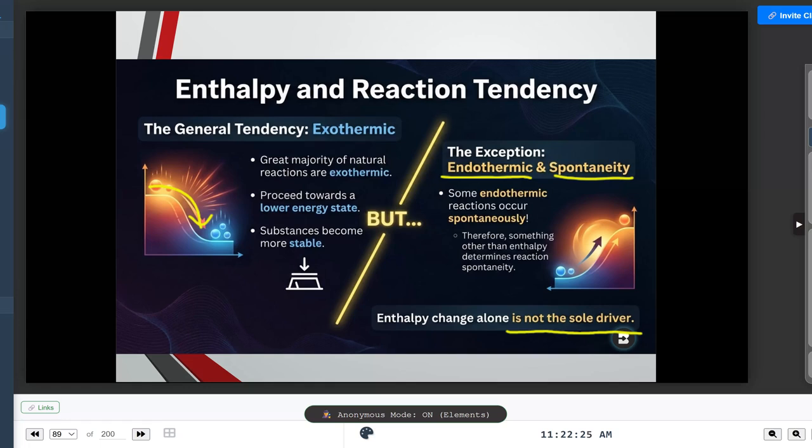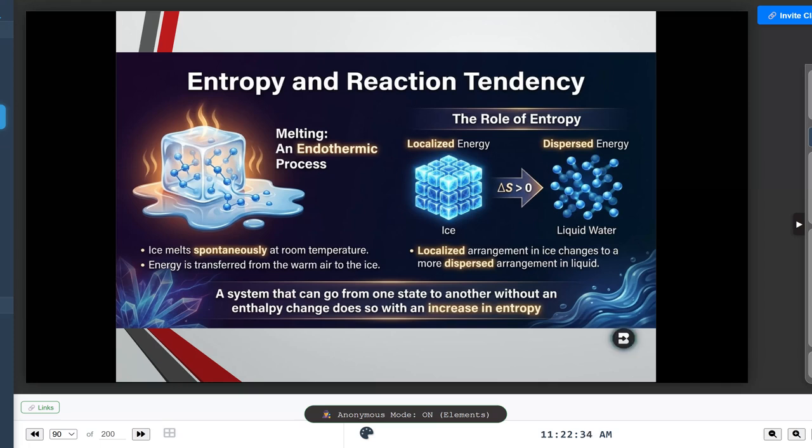higher energy to lower energy, but we can spontaneously do this other process. And we'll talk about when and why. And you already know some examples. We're just going to see what these are.